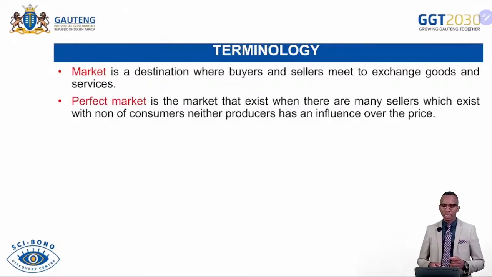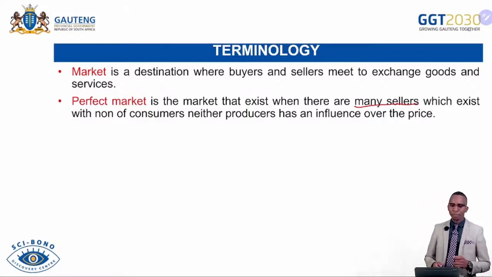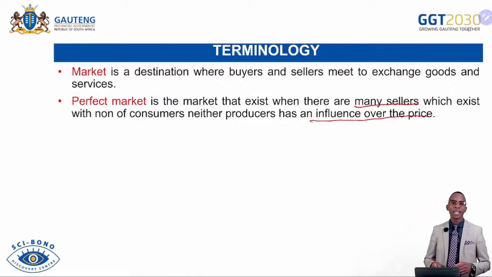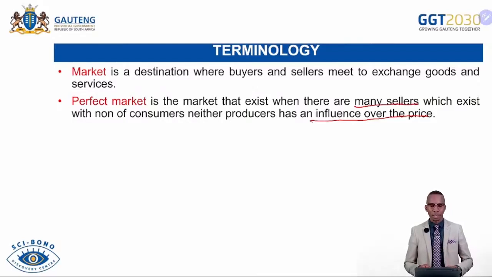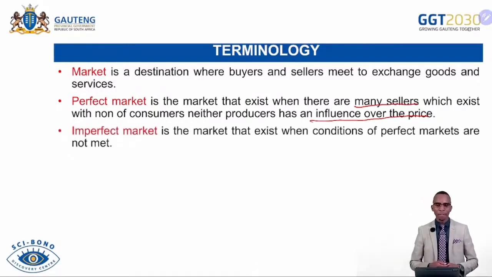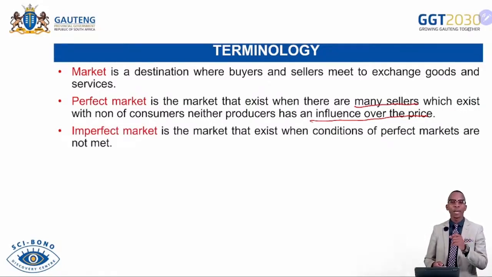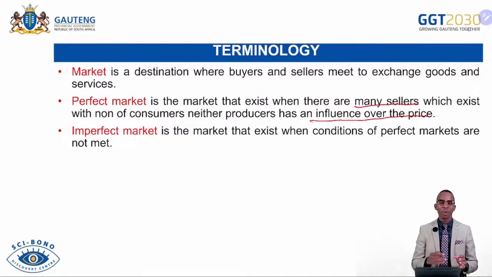The perfect market. This is the market that exists when there are many sellers, with none of them, neither producers, having influence over the price. So it exists when there are many sellers within the market and none of them can influence the price. Imperfect market. This is the market that prevails if the perfect market conditions are not met. Then we regard that one as an imperfect market.